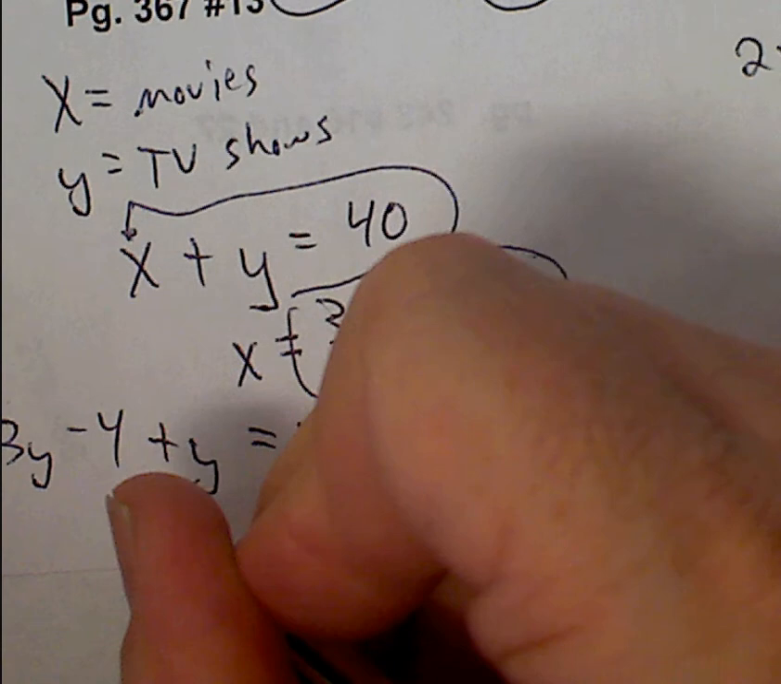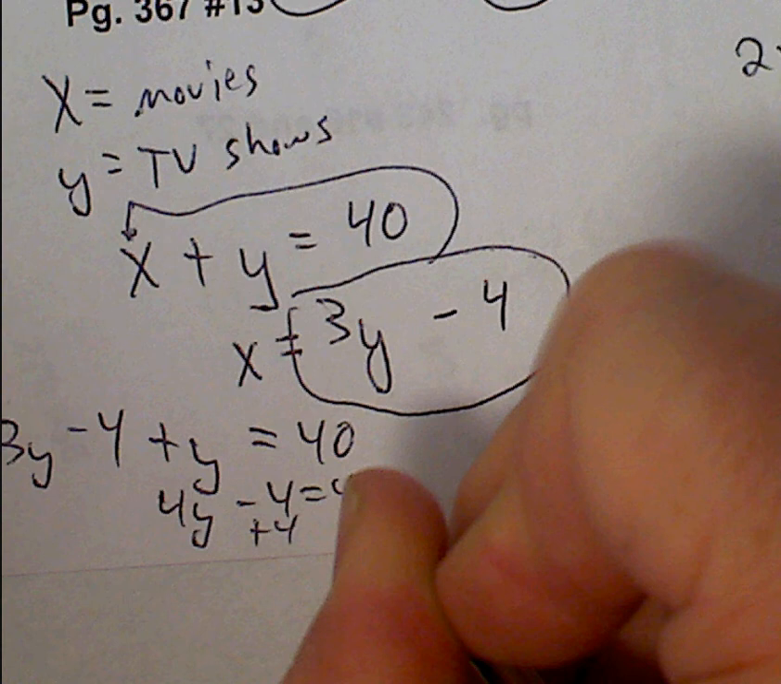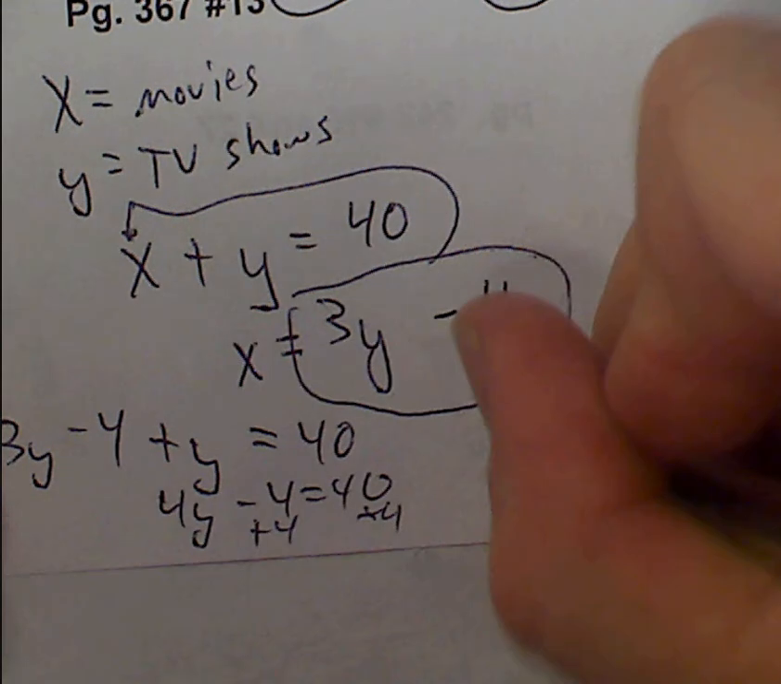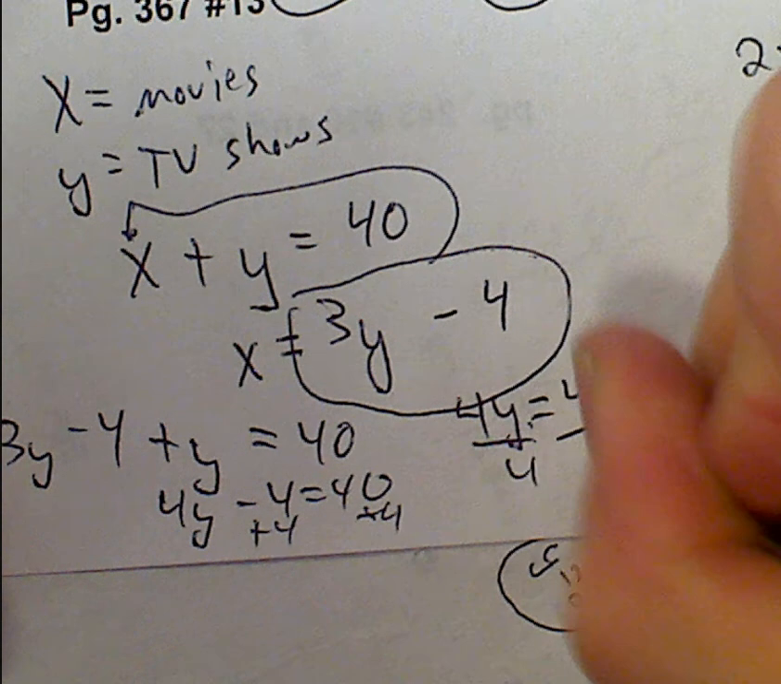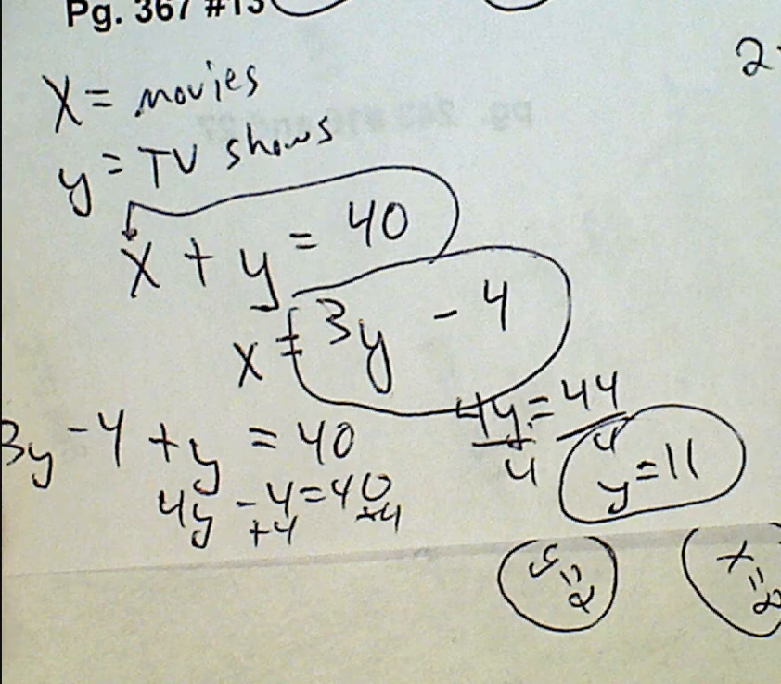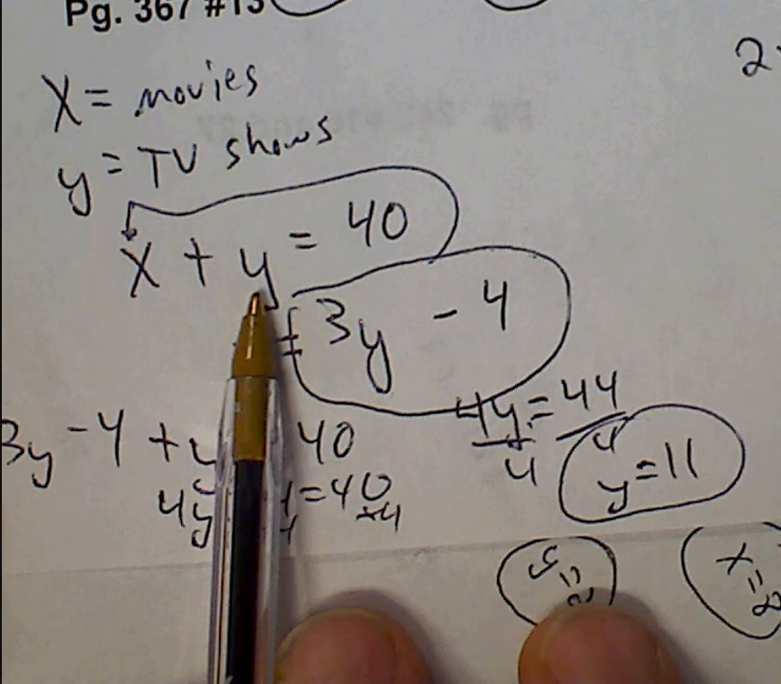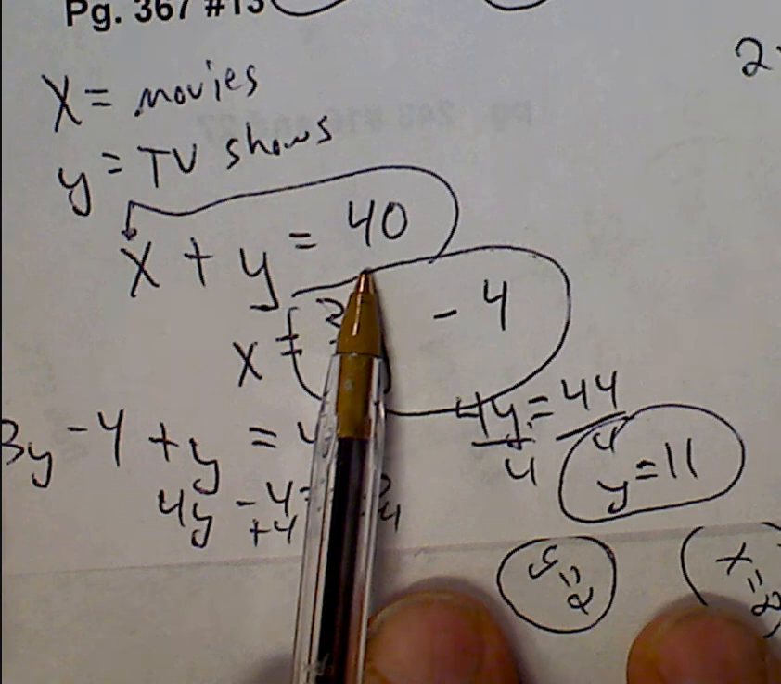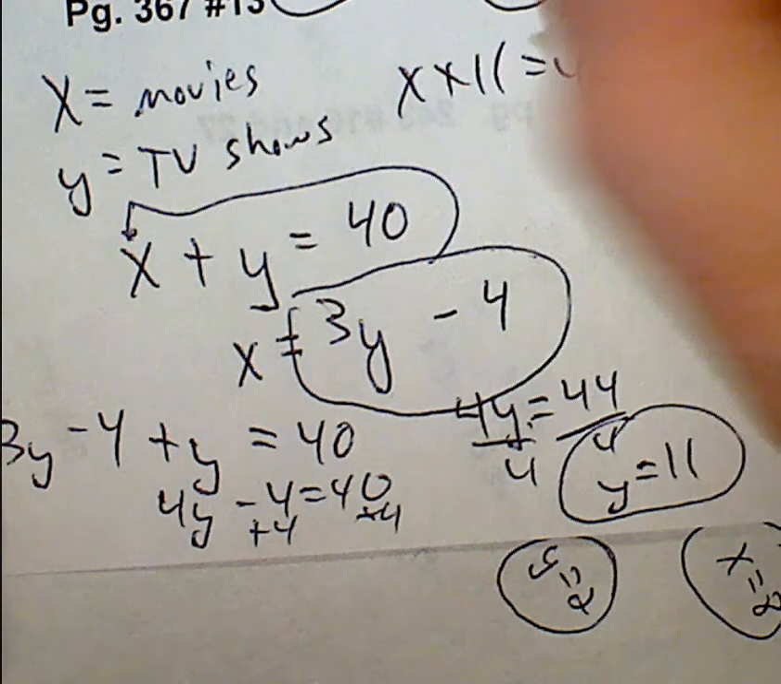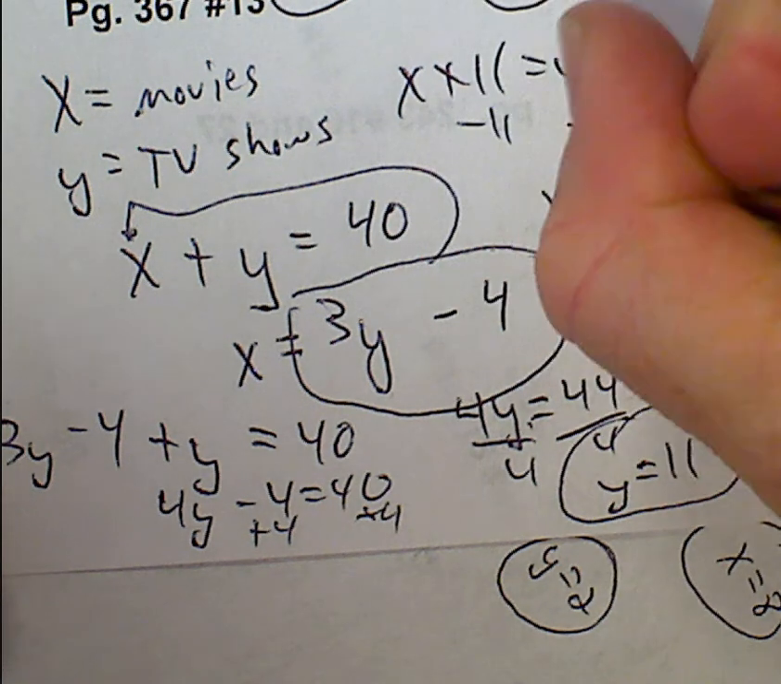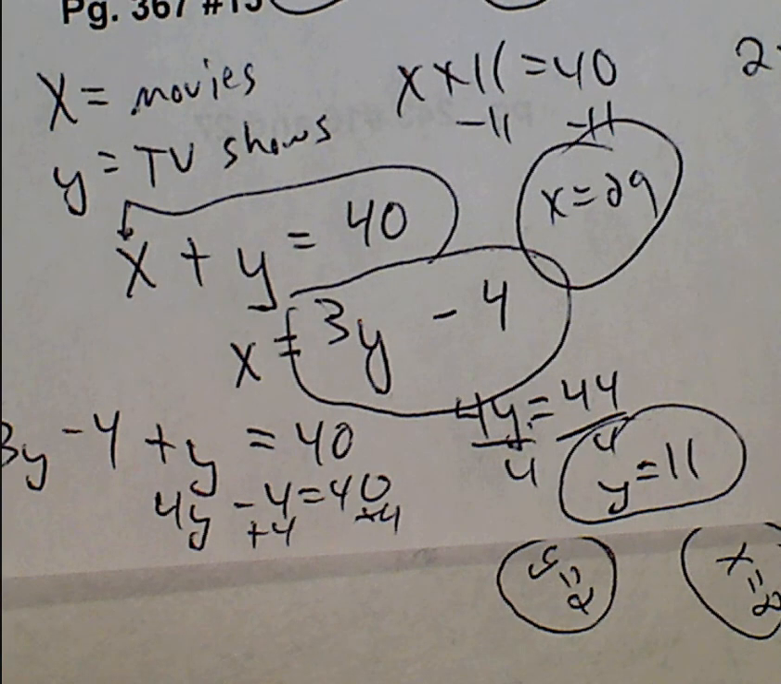So this would give me 4y minus 4 equals 40. Add 4, add 4. 4y equals 44. Divide by 4, y equals 11. So I have 11 TV shows, so 11 plus x would give me 40. So x plus 11 equals 40. If I subtract 11, I get x equals 29. So I have 29 DVDs, movies, and I am done.